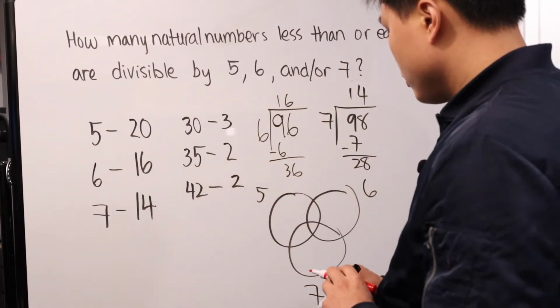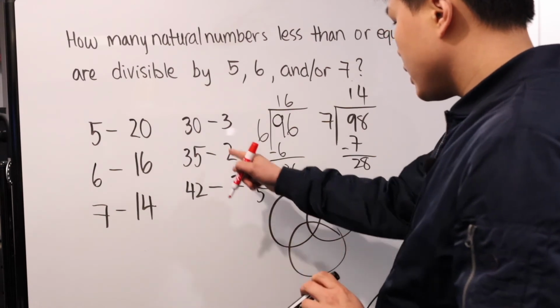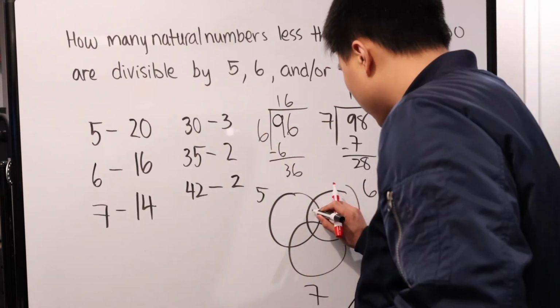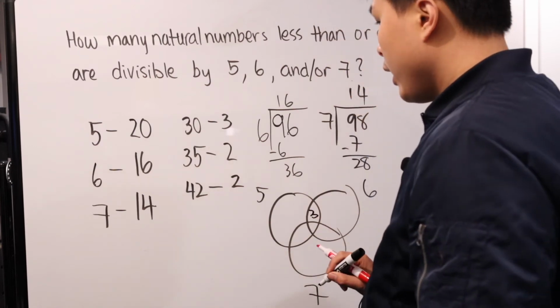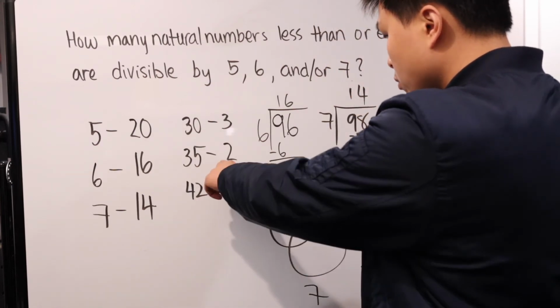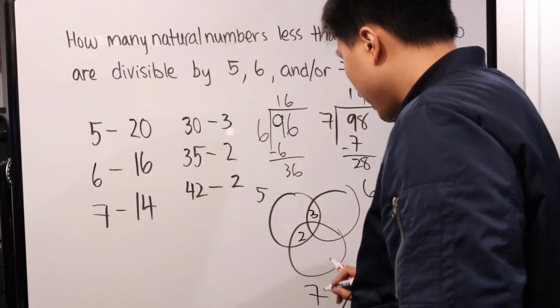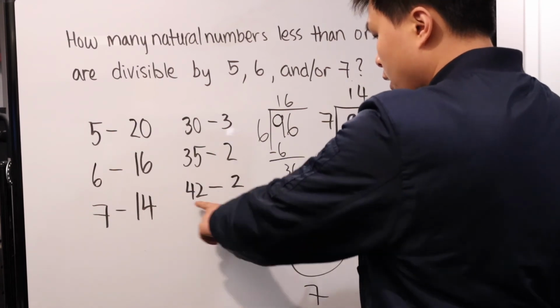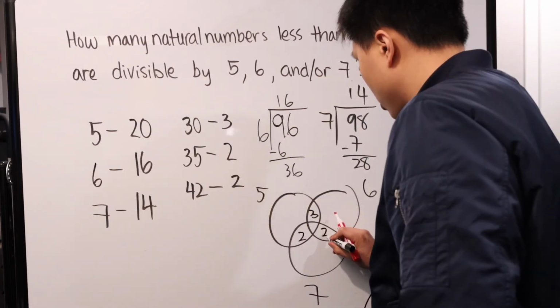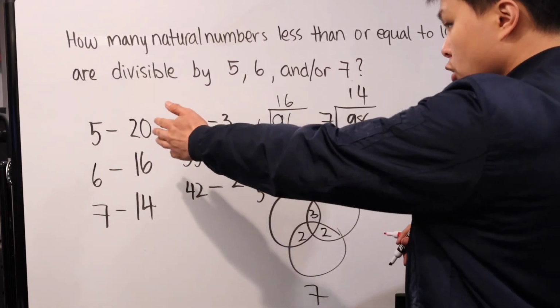Well, in this case, what else? We have 2. They're divisible by 2. So 5 and 6, there's 3 of them. Let's just put 3 right here. And then this is 5 and 7, which is 2 of them. And then we have a 6 and 7, which is 2 of them right here. All right, cool. So those are all the overlap. And then we can start looking at this.